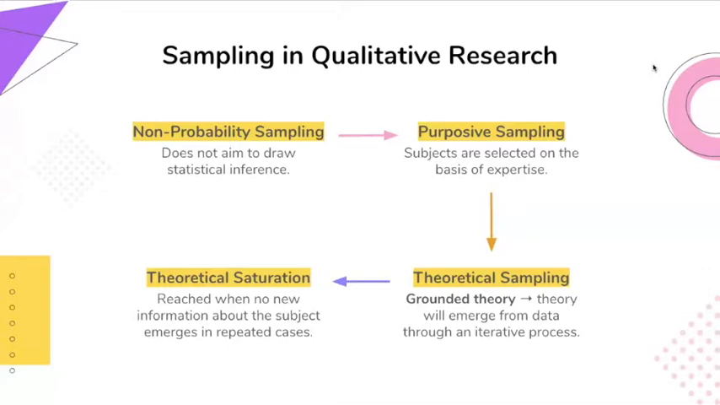So for theoretical saturation, we just need to keep doing the research until we no longer gain new insights from the research or from our samples. So that's it for sampling in qualitative research.